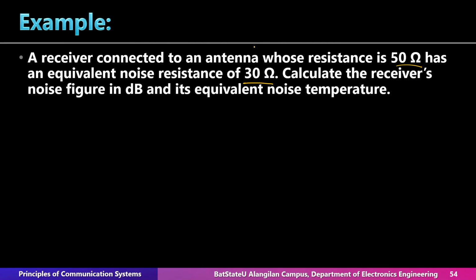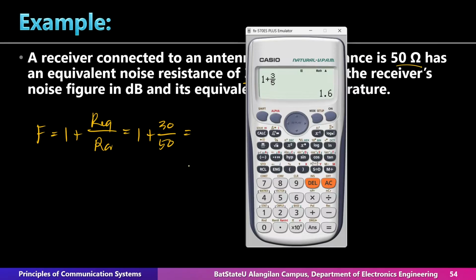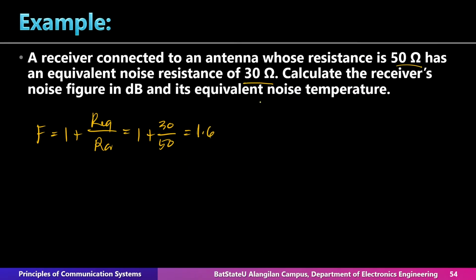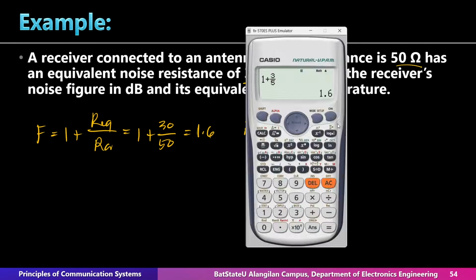Ano daw ang noise figure in dB at ang kanyang equivalent temperature? So, pwede natin gamitin yung formula na ang F equals 1 plus R equivalent over RA. Yun yung antenna resistance. So, we have 1 plus, ang equivalent resistance ay 30 divided by antenna resistance na 50. Mismatch naman sila eh, di ba? Pagkalayo, 30 at 50. So, the answer is 1.6. Noise factor yan. So, in dB, the noise figure is 2.04.